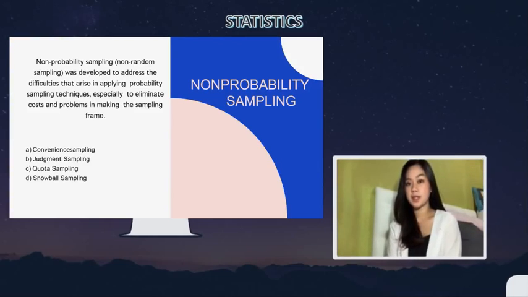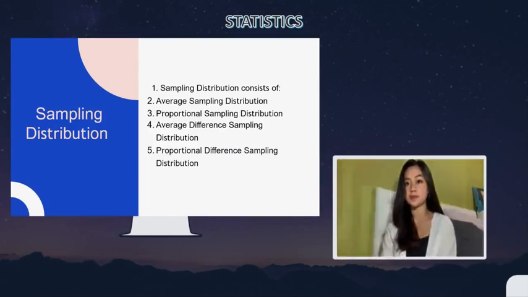Non-probability sampling. Non-probability sampling or non-random sampling was developed to address the difficulties that arise in applying probability sampling techniques, especially to eliminate cost and problem in making the sampling frame. There are 4 non-probability sampling. The first one is convenience sampling, second one is judgment sampling, third, quota sampling, and fourth, snowball sampling.